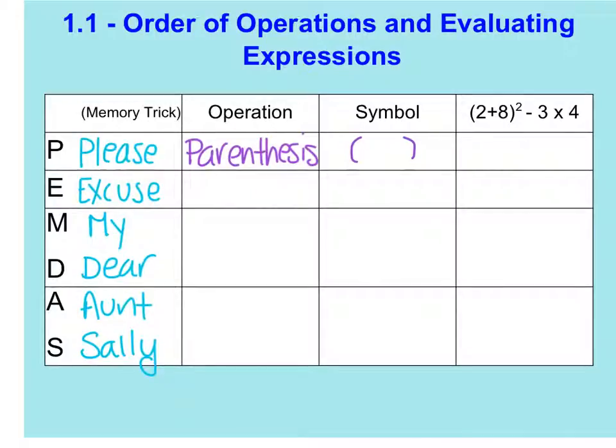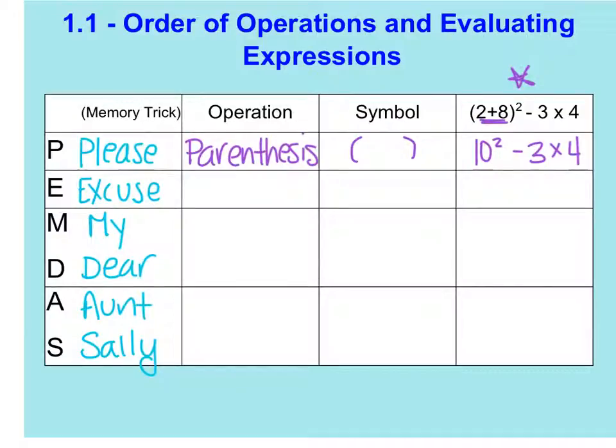And to go along with that, we have an example problem down here on the end. And we're going to go through and solve this as we go through the order of operations. And so first we're going to worry about the parentheses. So we are going to do whatever is inside of parentheses. 2 plus 8, which is 10. So we're going to be left with 10 squared minus 3 times 4.